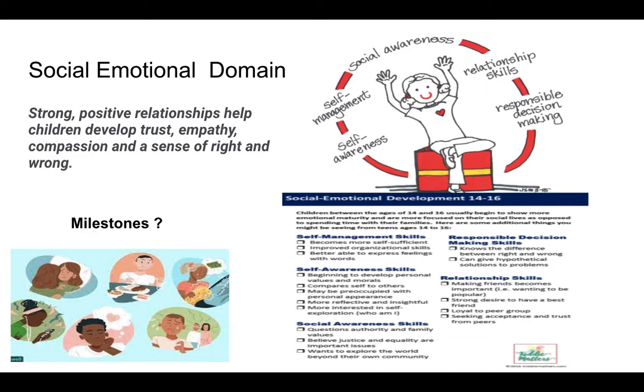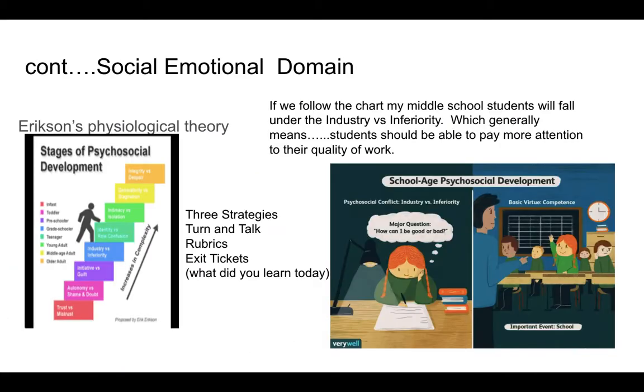This is where you start to notice whether they're making good decisions or bad decisions. Are their relationships going in the right direction? And as you go along, you're just acting as a home base, a guide to help them through these processes. Again, it develops trust, empathy, compassion, and a sense of right and wrong. And then, of course, this was also the part where I might just be talking on social emotional domain, Erikson's psychological theory.